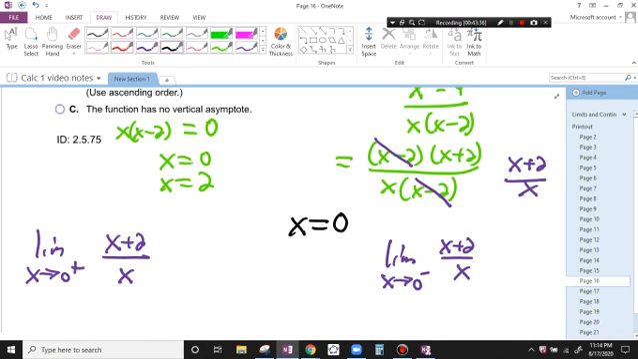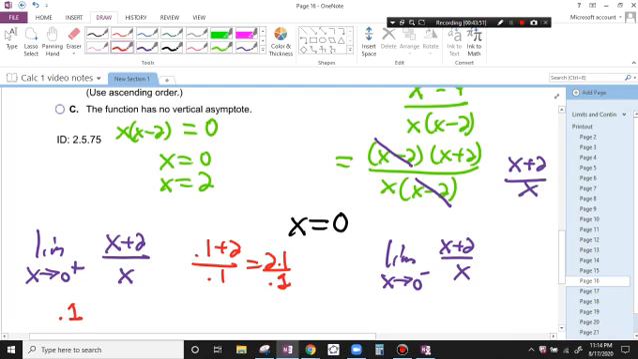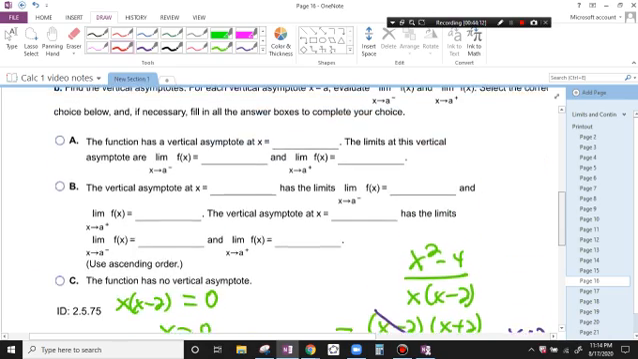Let's see. So here what we're going to do is pick a number slightly bigger than 0. Let's do 0.1. So 0.1 plus 2 over 0.1 is 2.1 over 0.1. It doesn't matter what that number is. We know it's positive. From the right, it's positive infinity. If we plug in negative 0.1, then we get negative 0.1 plus 2 over negative 0.1. That's 1.9 over negative 0.1. That's minus infinity. The limit on the right is plus infinity. The limit on the left is minus infinity.